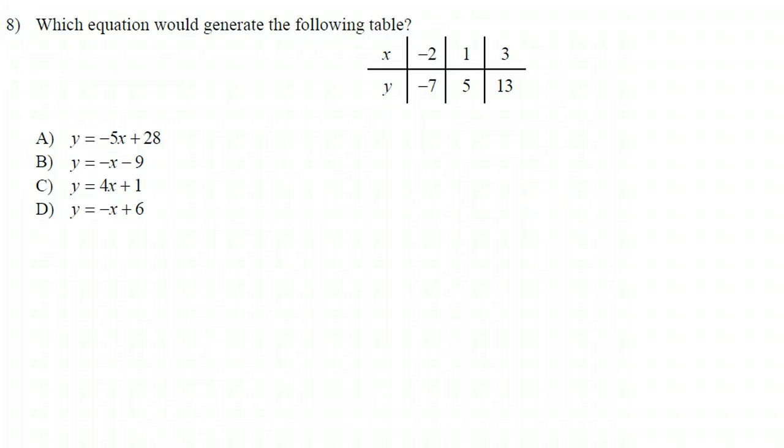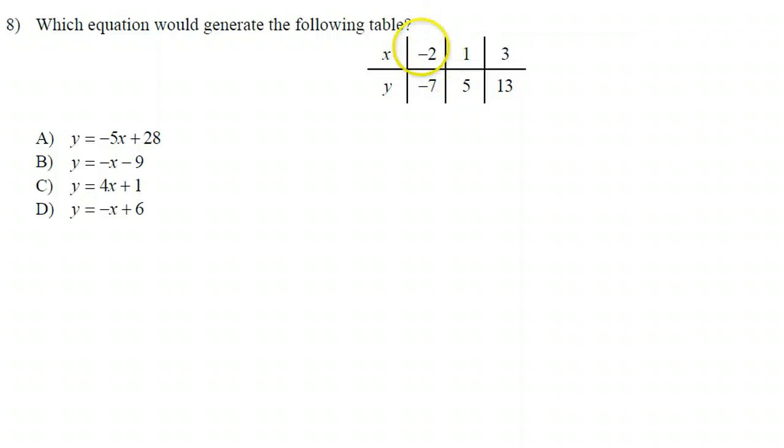Right. For number 8, it says which would generate the following table, which, remember, each of these are all just solutions or points on a graph. So if I want to see which one would generate it, then we just have to check which one of these works for all 3 of them. Not just for one, you got to make sure it works for all 3. So I'll just start off with the first one.